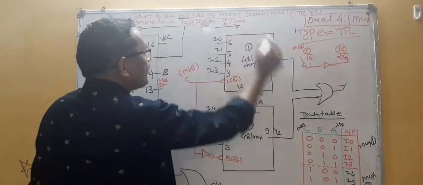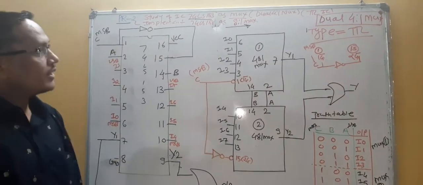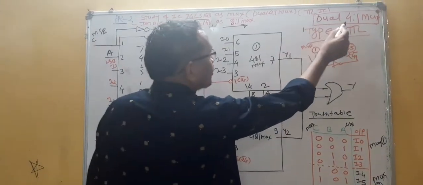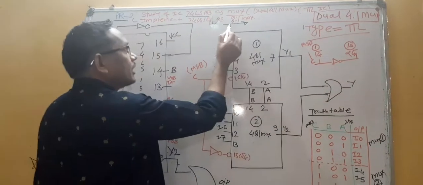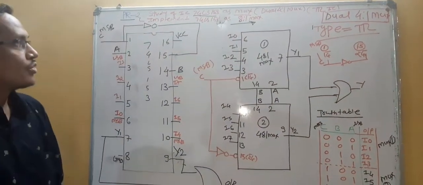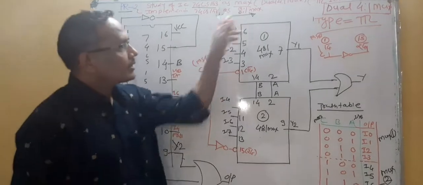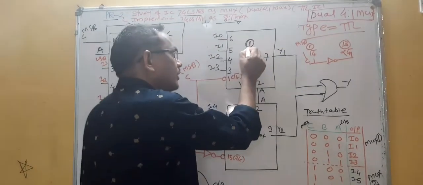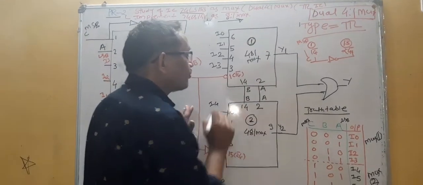The maximum capacity of 74LS153 is 8:1. That's why it's called dual 4:1. So 4:1 plus 4:1 is the 8:1 multiplexer. To implement an 8:1 multiplexer, I require two 4:1 multiplexers. This is called the first 4:1 multiplexer, and this is called the second 4:1 multiplexer.